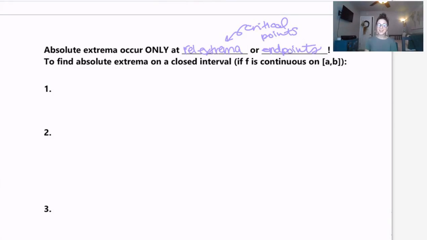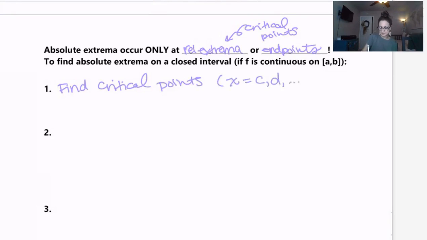So to find absolute extrema, our absolute highest and our absolute lowest on f, so again, f is going to be continuous on a closed interval, then here's our three-step strategy. So step one is we're going to find our critical points. And remember, critical point is where f prime is 0 or does not exist. Let's call those x equals c, d. Okay, you may have 1, you may have 2, you may have 0. You could have any number.